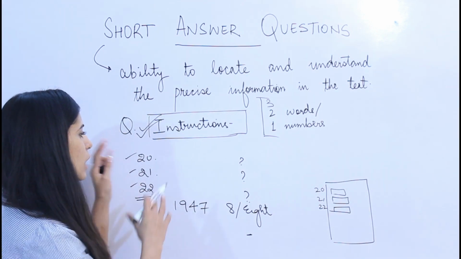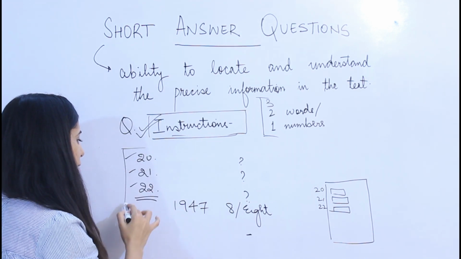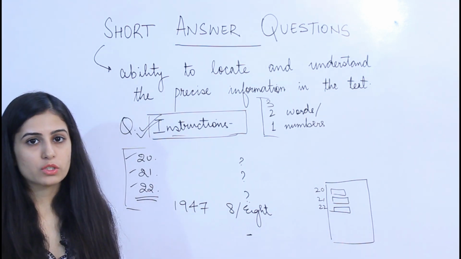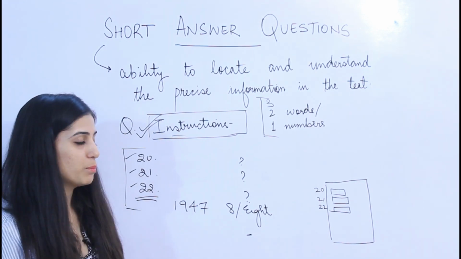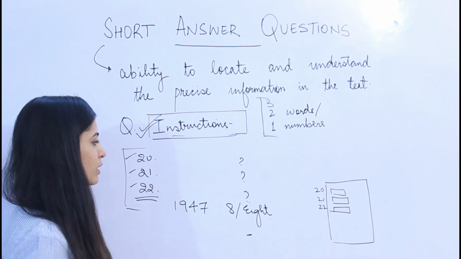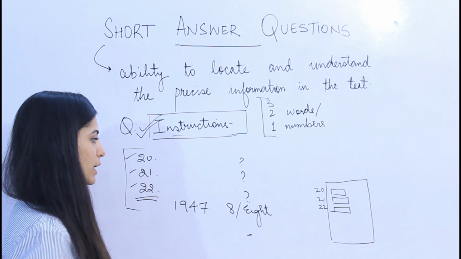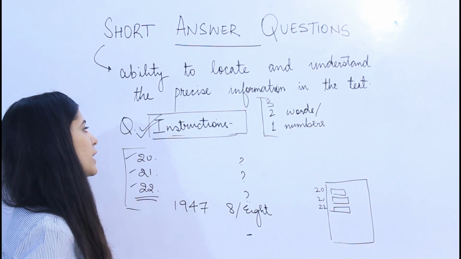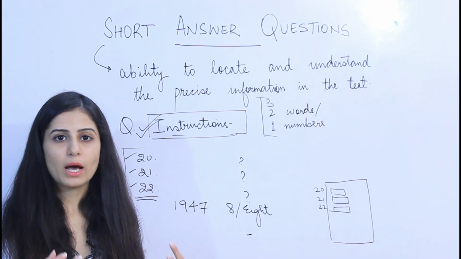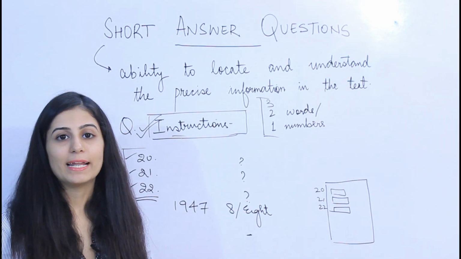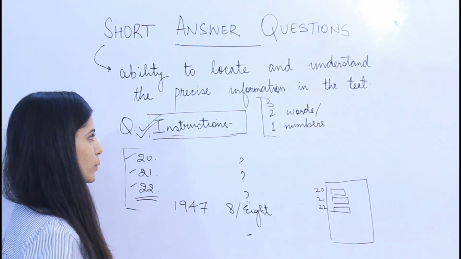Alright, so this is how your question would look like. There will be some instructions, then it would be followed by a few questions. The number of questions could be variable. It could be 3 questions, 4 questions, 5 questions, depending upon your reading passage, and you have to answer them in your answer sheet, and you have to adhere to the instructions. If the instruction says no more than 3 words, you have to write your answer in not more than 3 words. Alright, so this is how your question would look like.